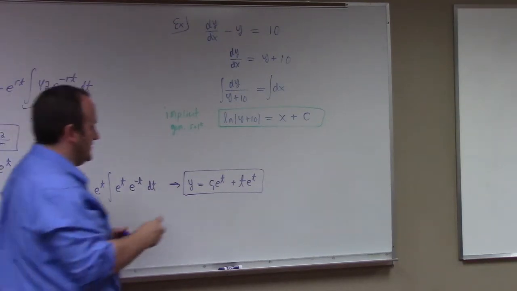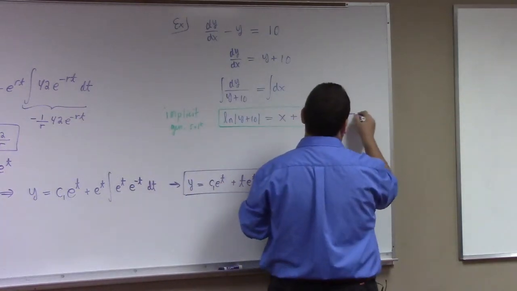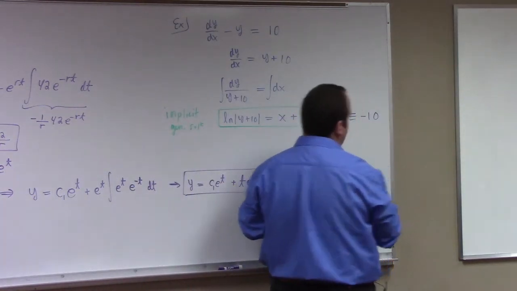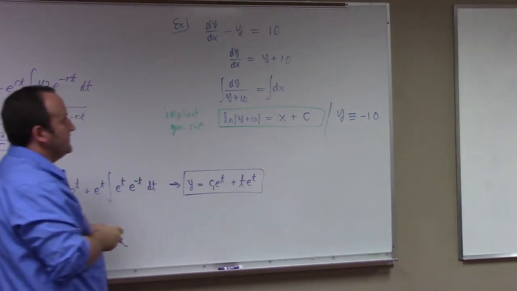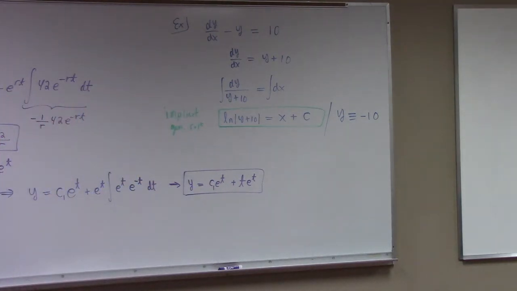Y equals minus 10, right? Y is just identically minus 10. That function, the constant minus 10 function, solves the differential equation but escapes our separation of variables, because that's where we divided by 0. That's our extraneous solution here.